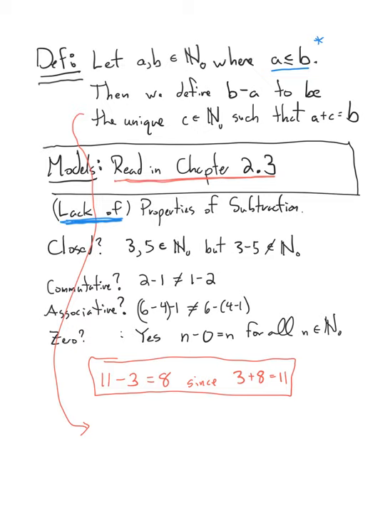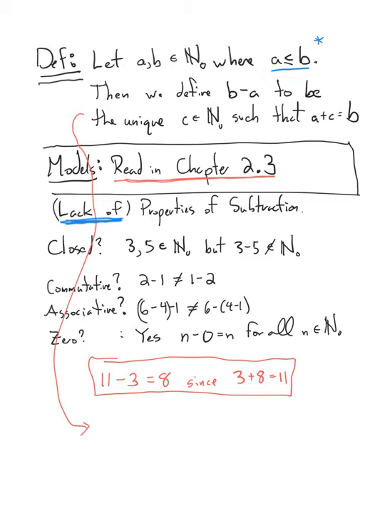Is it commutative? Well, it's not. 2 minus 1 is 1. 1 minus 2 is negative 1. So you don't get the same answer. Order matters with subtraction. Grouping also matters.